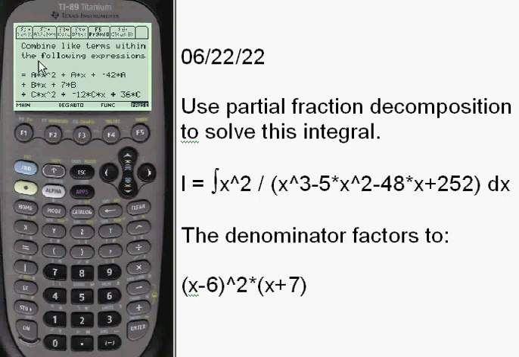And now we're going to combine the terms of what we just found here. Note we have A squared and we have C squared, and we have similar terms like, for instance, Ax, Bx. So we're going to combine those terms. So we get A plus C times x squared, A plus B plus minus 12C times x, etc.